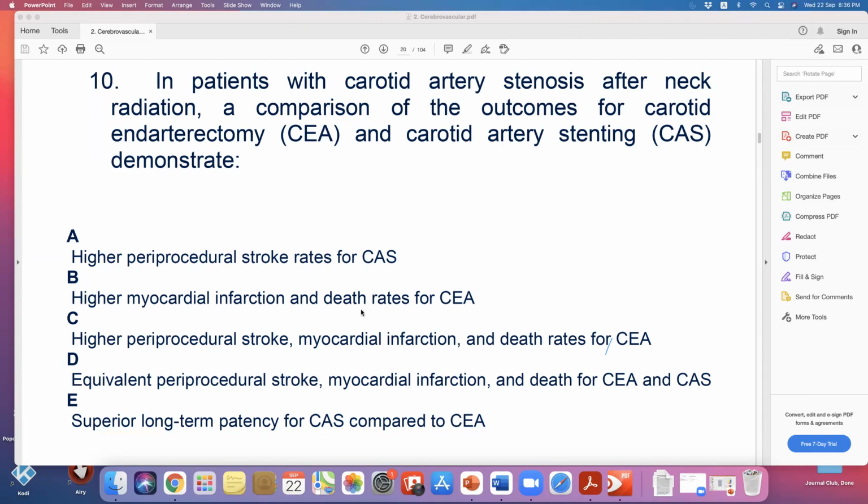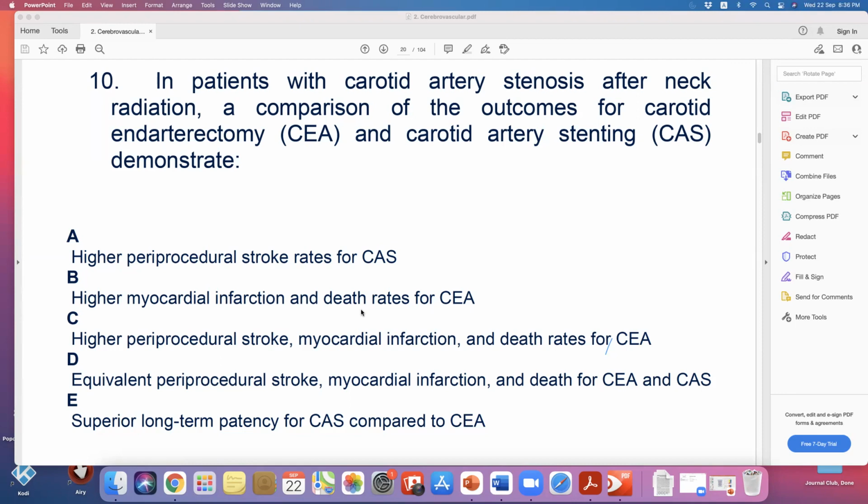Okay. Higher myocardial infarction and death rates after endarterectomy. I don't think so. The same. Everything is the same. The only difference will be the nerve damage. The difference with stent is not the stroke, not the mortality; only the nerve damage should be higher if you do surgery. But anything else will be all the same, you know?